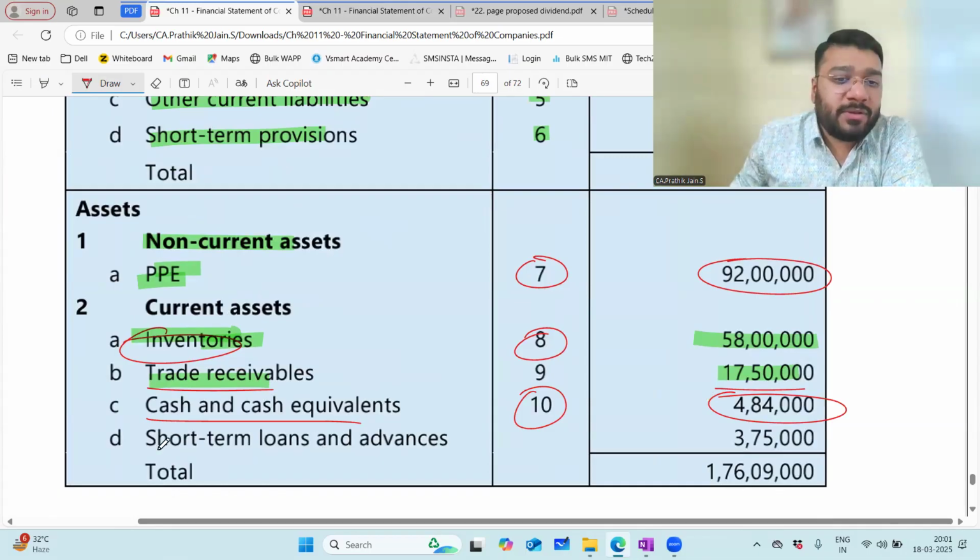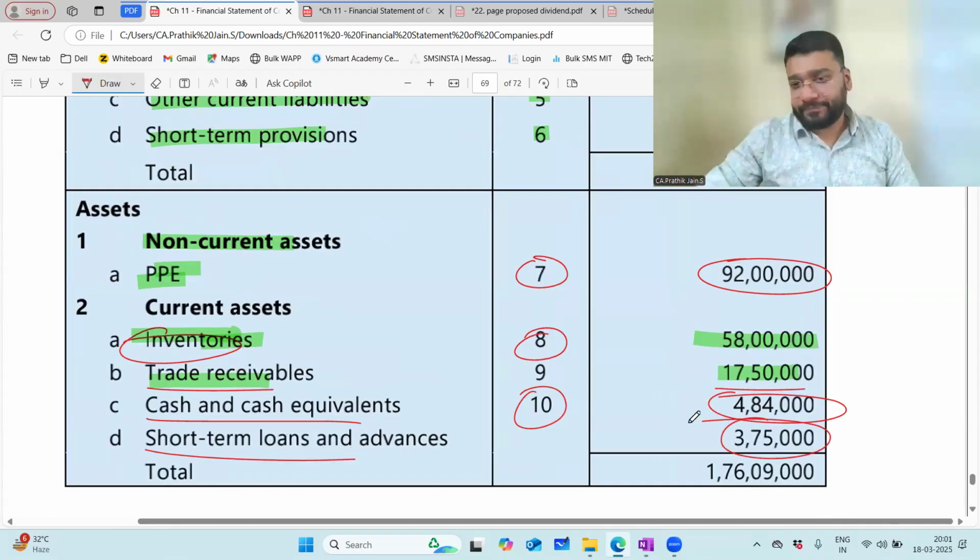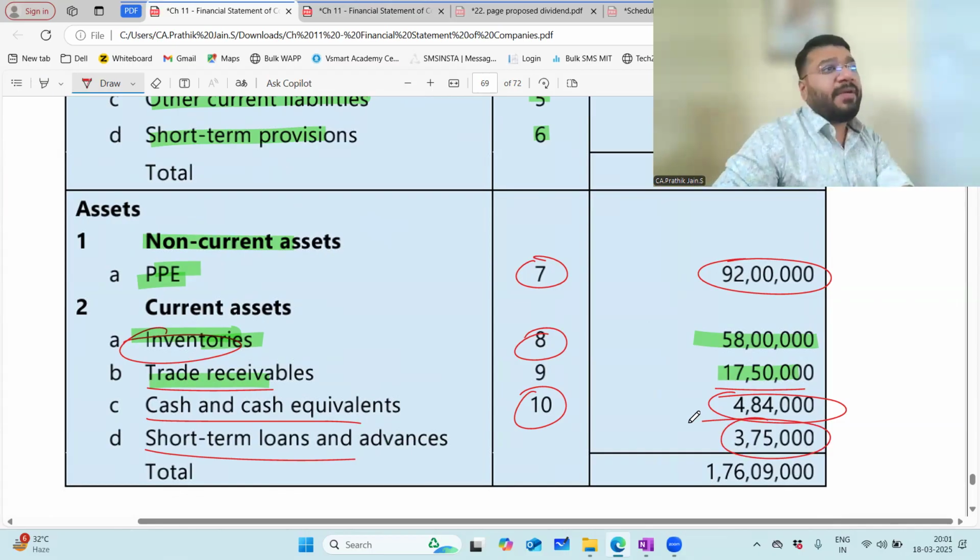Four lakh 84,000. Short-term loans and advances, only one item, so you can write 375 directly in the outer column. 3,75,000.